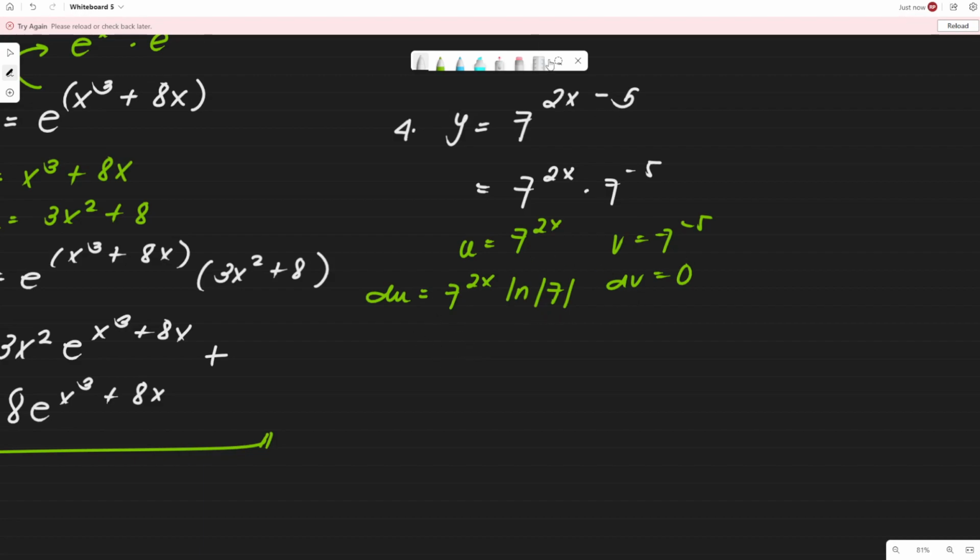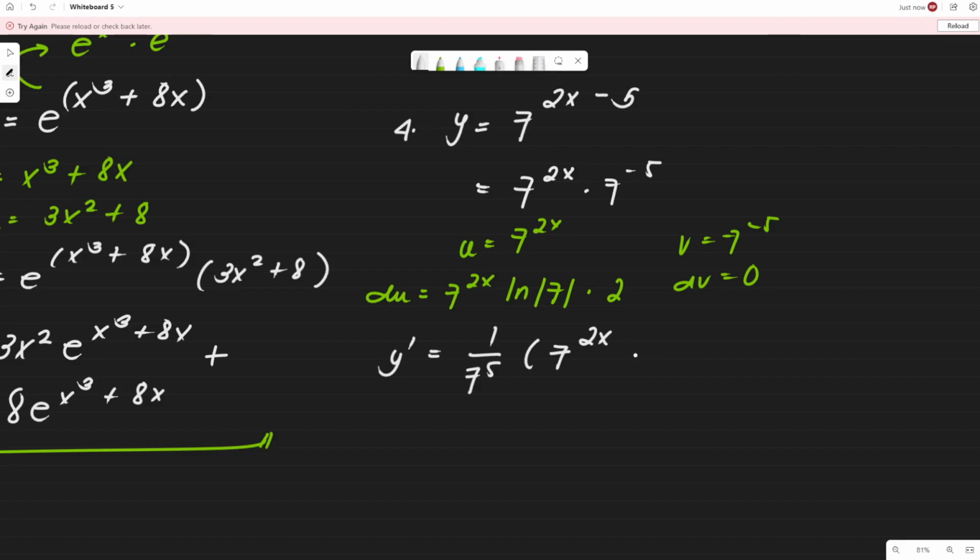Sorry, times 2 pa pala kasi du. I forgot about the du. Usog ko lang. So we have times 2, kasi 'di ba du ang derivative ng 2x is 2. Okay, so we have y prime is equal to u dv, that is 0, tas times v du. So we have 1 over 7 raised to 5 times 7 raised to 2x, 'di ba? 7 raised to 2x times 2 ln 7.